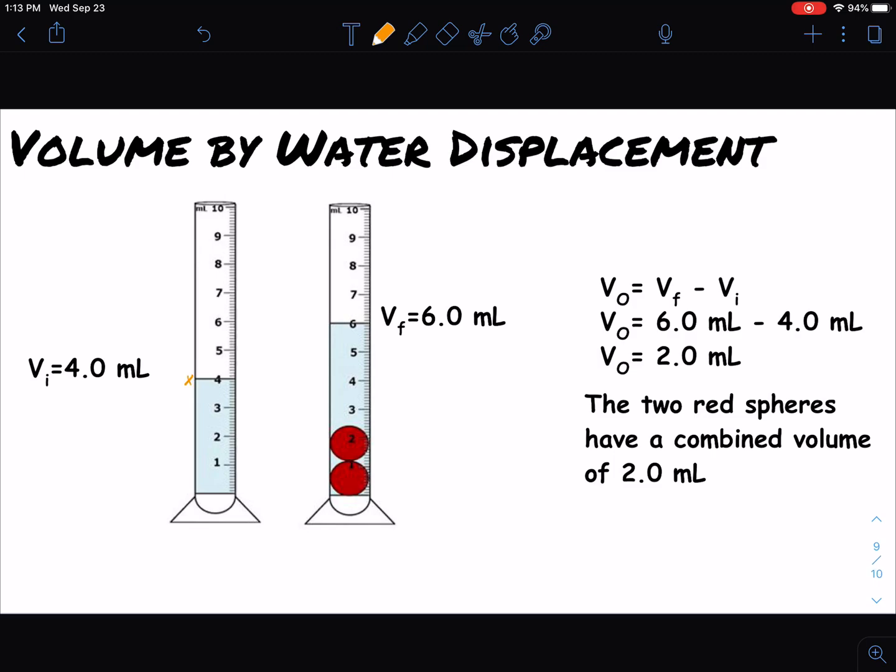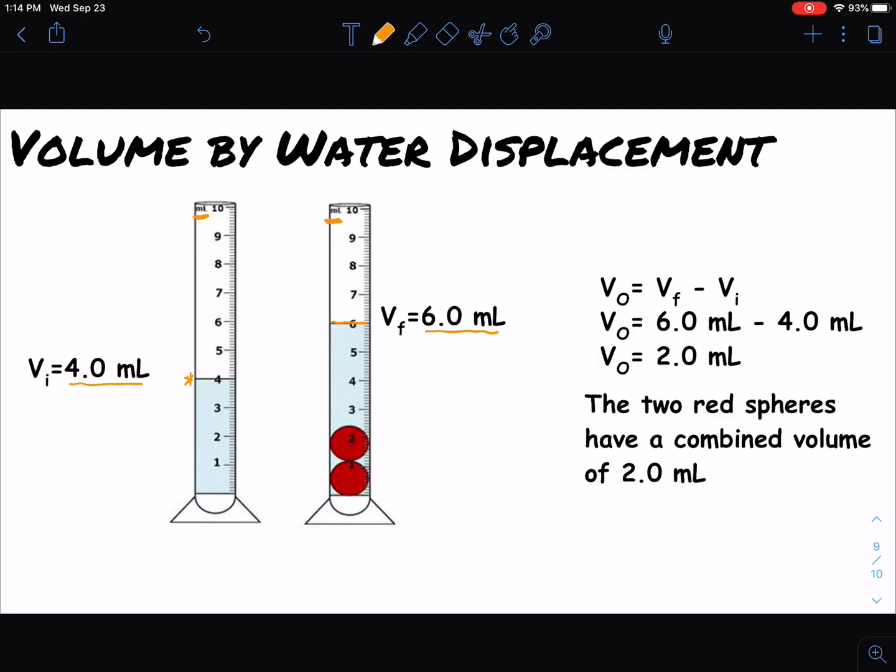When you look right over here, we find there's nothing in this graduated cylinder. We find that each tick mark goes up by 1, so the initial volume, because there's nothing in there, just water, is 4.0 milliliters. And again, we know it's milliliters because there's the unit. Then we add the objects, in this case, 2 red spheres. And the water goes up, and in this case it goes up to 6. So because everything goes up by 1, we get a volume of 6.0 milliliters.